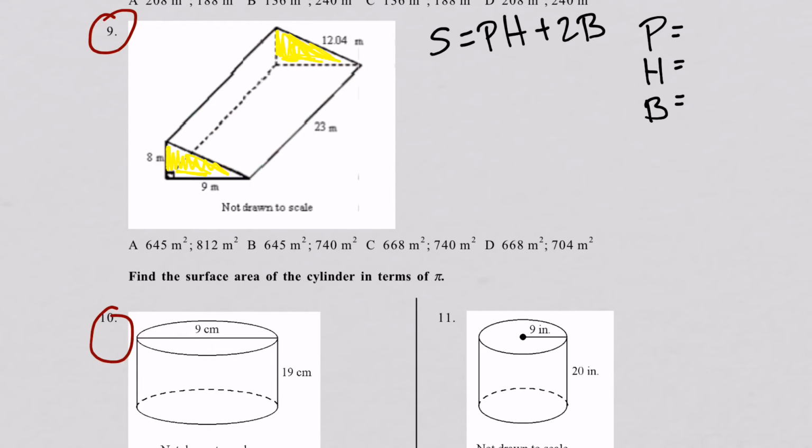The perimeter of the base, remember P stands for the perimeter of the base. It's going to be 8 plus 9 plus whatever this length is, which you can figure out using the Pythagorean theorem, or you can simply look over here and see that it's 12.04. So it's 8 plus 9 plus 12.04. I'm going to punch that into the calculator, which gives me 29.04. H, the height of the prism, is not 8. The height of the prism means the distance from one base to the other base. In this case, it's 23.